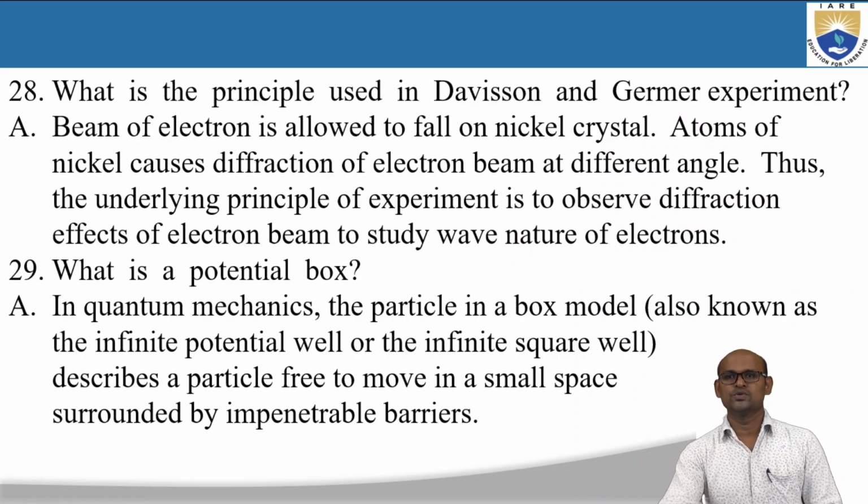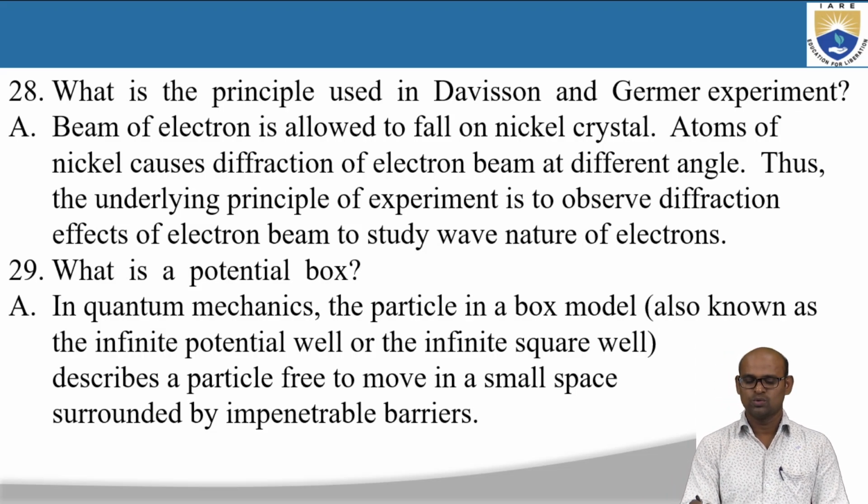What is the principle used in Davisson and Germer experiment? A beam of electrons is allowed to fall on a nickel crystal. Atoms of nickel cause diffraction of electron beam at different angles. Thus, the underlying principle of the experiment is to observe diffraction effects of electron beam to study wave nature of electrons.